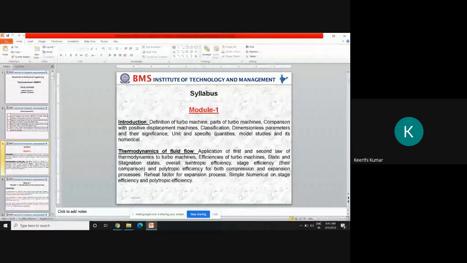Here is the syllabus, and I'm going to cover only the first module right now. In that, the first chapter is introduction. That is, the definition of a turbo machine, parts of a turbo machine, and comparison of the positive displacement machine and turbo machine, along with the classification of turbo machines. These 3 topics I'm going to cover in today's class.